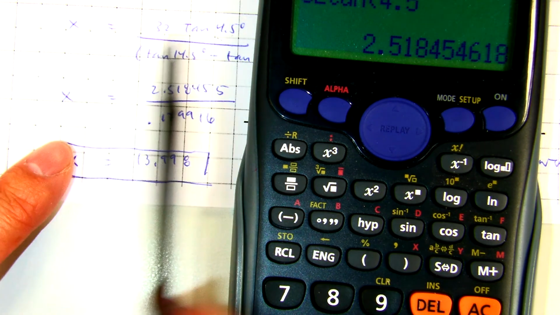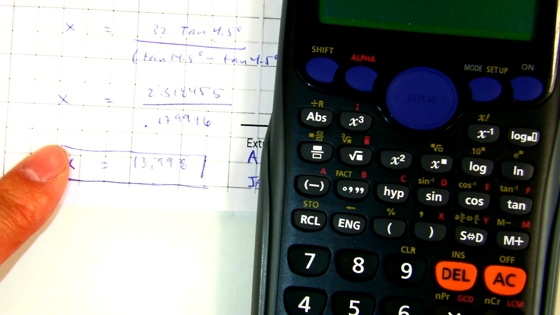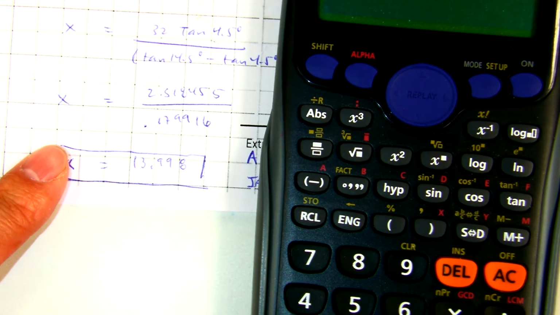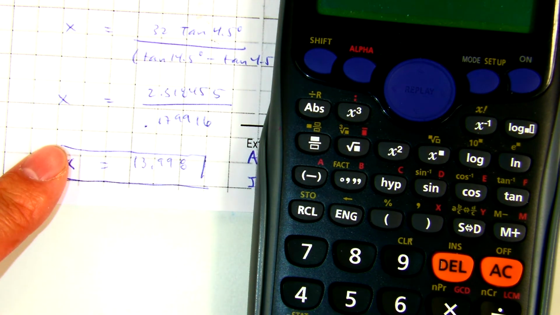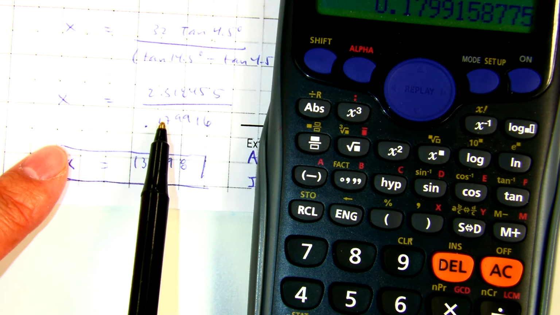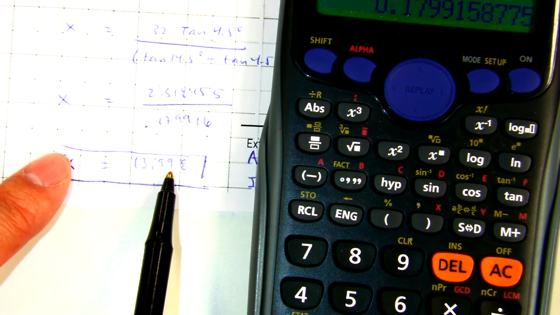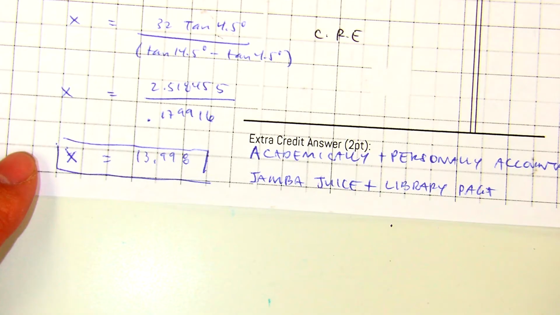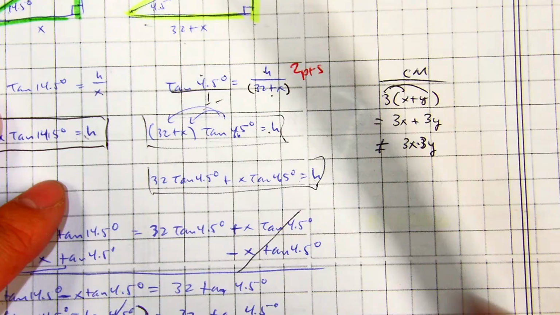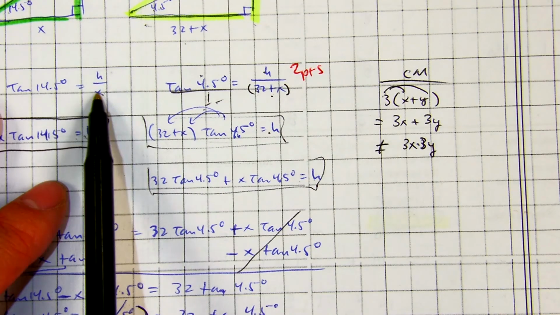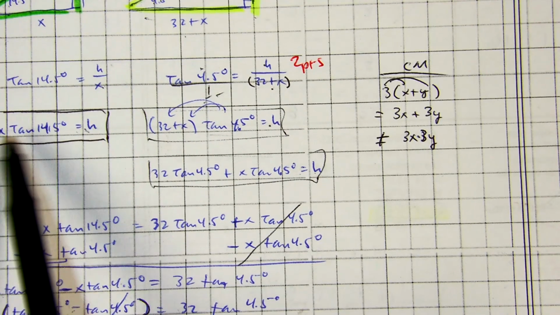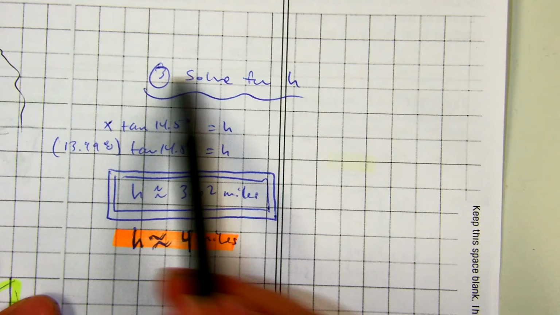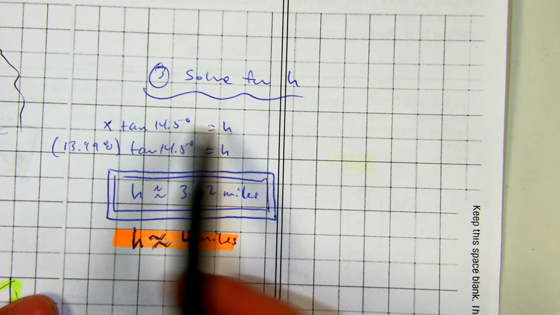And then here, let's see if this calculator can handle it. So you're basically evaluating two separate ones. And you get 0.1799, and then you divide those two numbers, and you'll get 13.998. Now, pay attention. This number, which is approximately 14, I'm not rounding it, goes here. But you're trying to solve for height, not X. So I'm going to take this equation, and lastly I'm going to solve for H. X tangent 14.5 equals H. We just solved for X there.